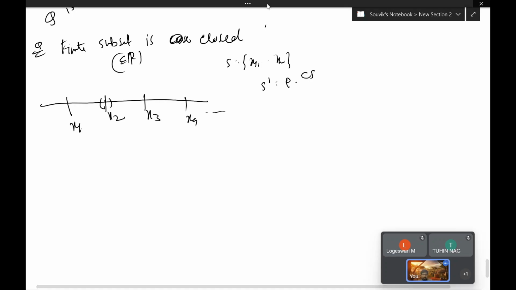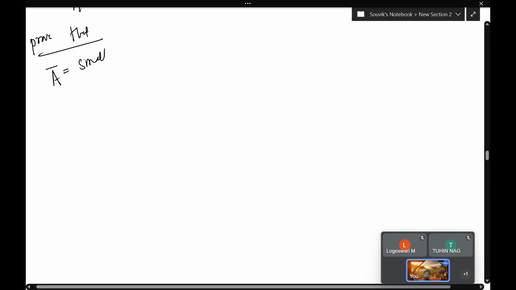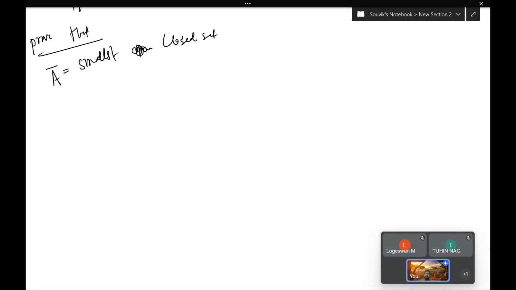Another thing which we need to prove is that closure is the smallest closed set containing A. Let's say the closure of a set is the smallest closed set containing A.